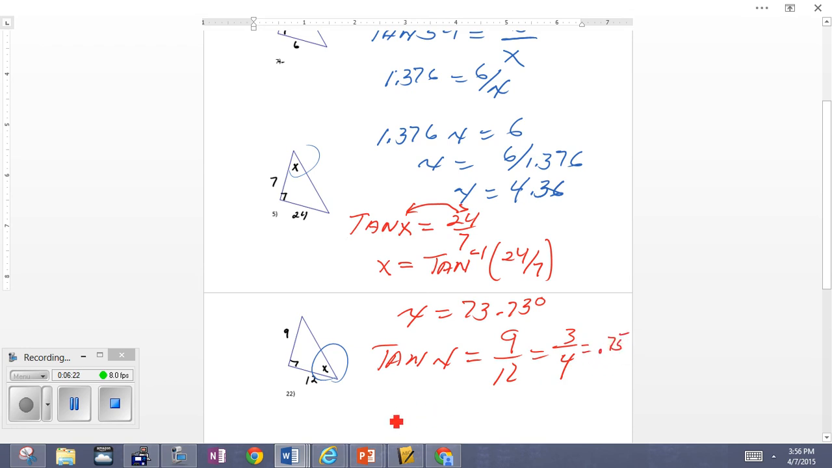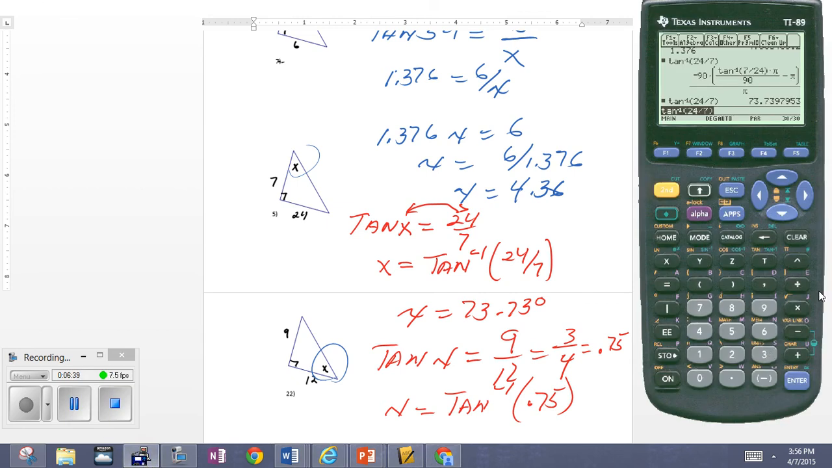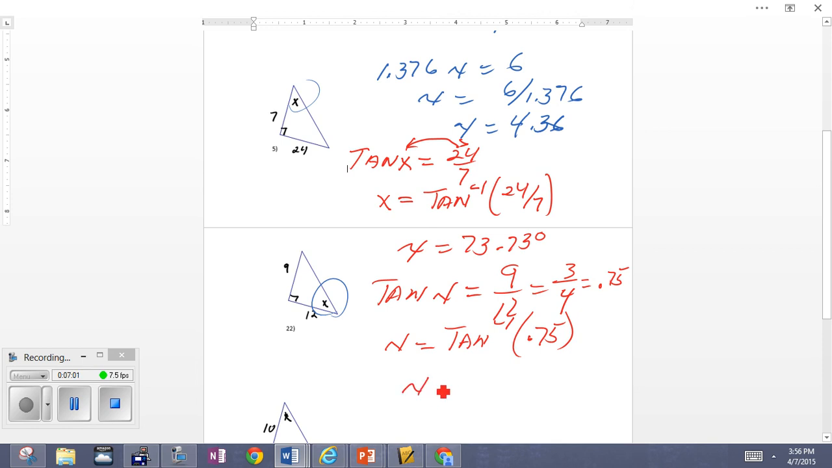So that means x is going to be the inverse tangent, the tan^-1, of 0.75. I'm going to go to my calculator and ask it for the inverse tangent function of 0.75, and it's going to tell me the angle is 36.87. So x is equal to 36.87.